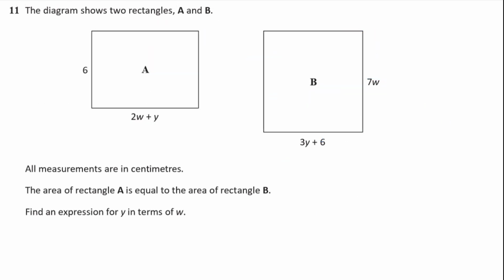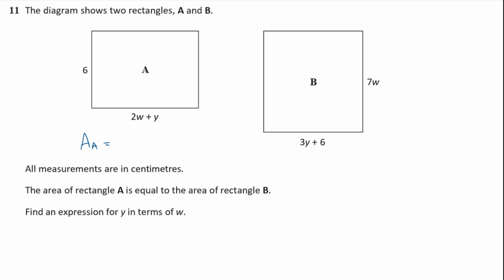Question 11. The diagram shows two rectangles A and B. All measurements are in centimeters. The area of the rectangle A is equal to the area of the rectangle B. Find an expression for y in terms of w. Okay, so we're told that the area of these shapes are equal then. So if we can write an expression for the area of each of these shapes, then we can then equate them, can't we? Okay, so let's start with the area of A.